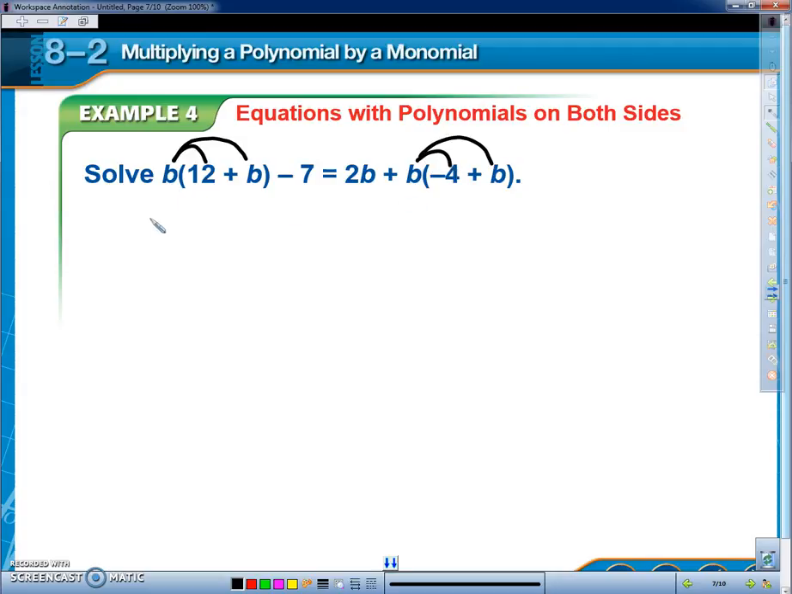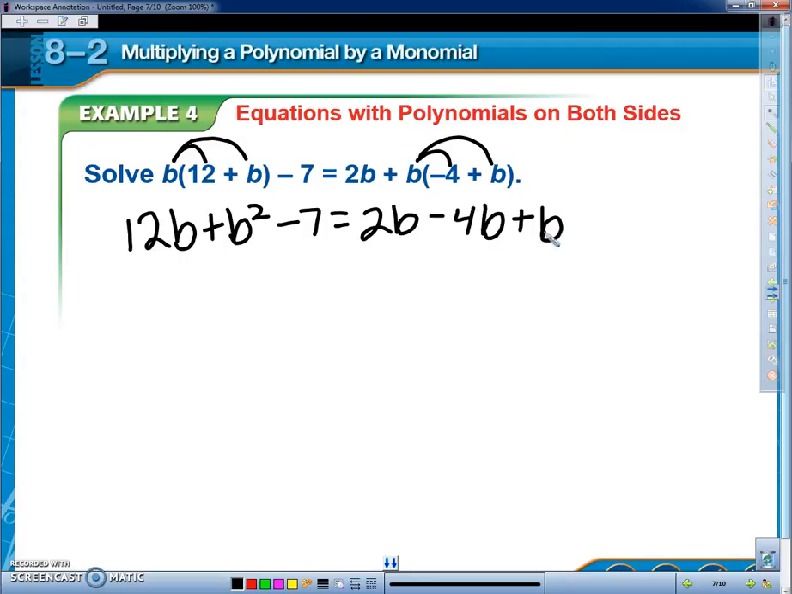Okay. So now I've got 12b plus b squared minus 7 equals 2b, because nothing's acting on this yet, minus 4b plus b squared. Okay, so now let's try to get all of our stuff on one side. Okay, let's move everything over here.